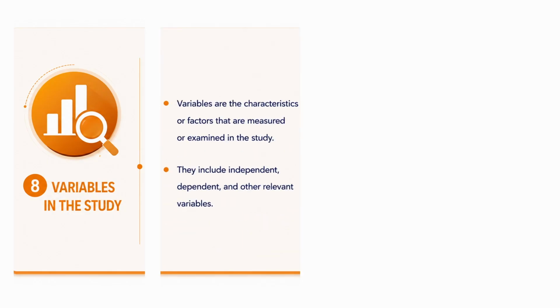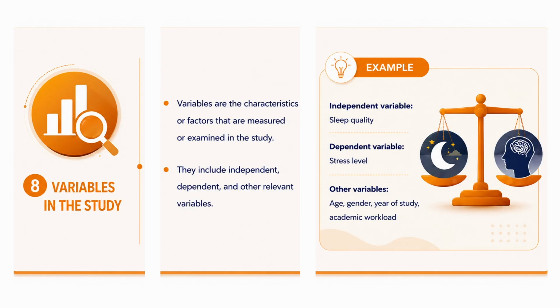Variables used in this study. You have to mention what the dependent variables and the independent variables are. Variables are the characteristics or factors that are measured or examined in this study. Include independent, dependent, and also confounding variables, such as socio-demographic variables that can affect stress and sleep quality. The independent variable is sleep quality, and the dependent variable is stress level. Other variables like age, gender, year of study, and academic workload can be added.